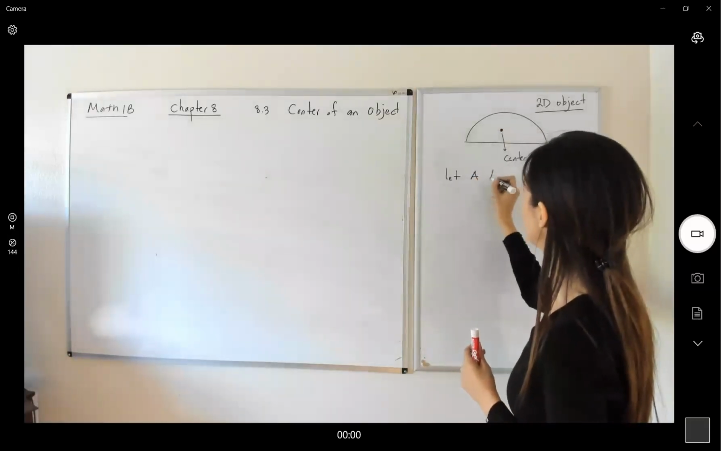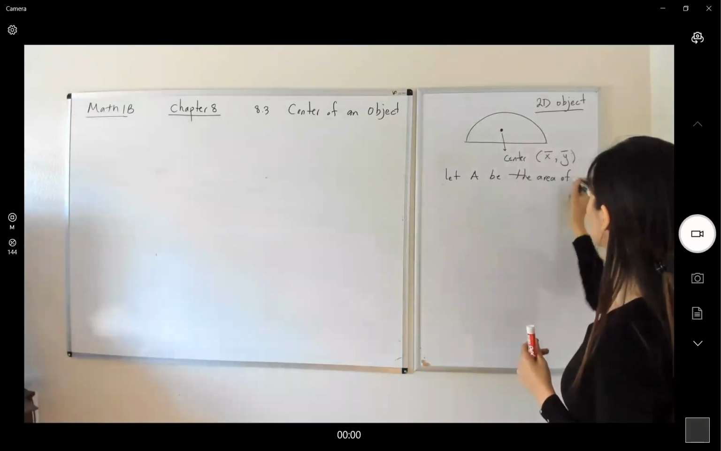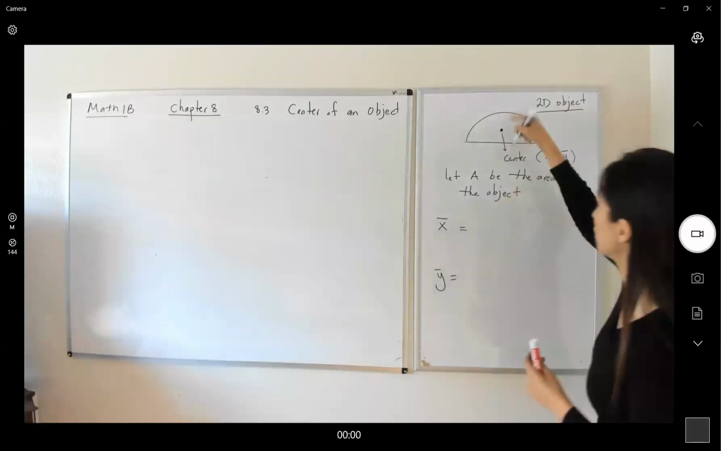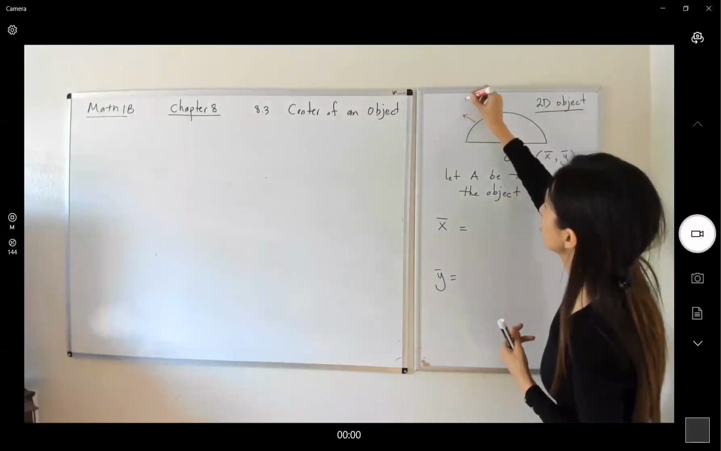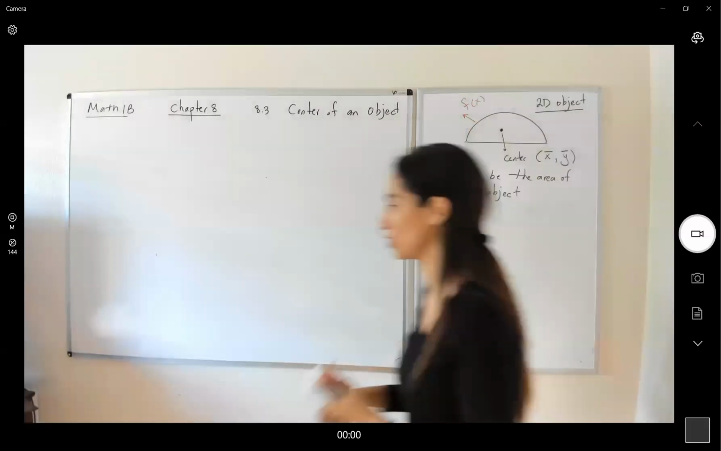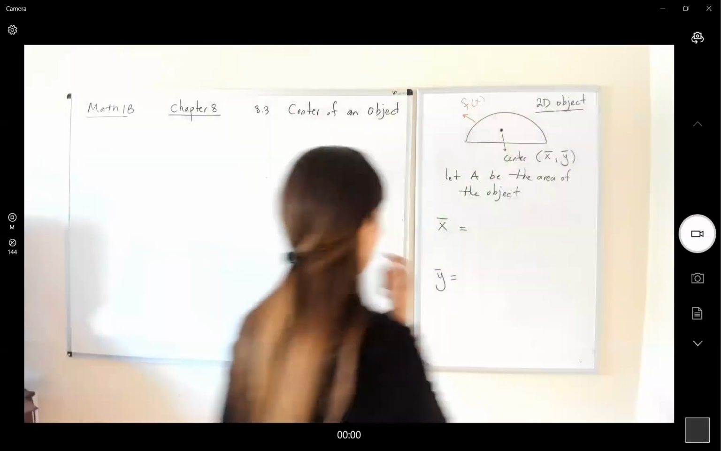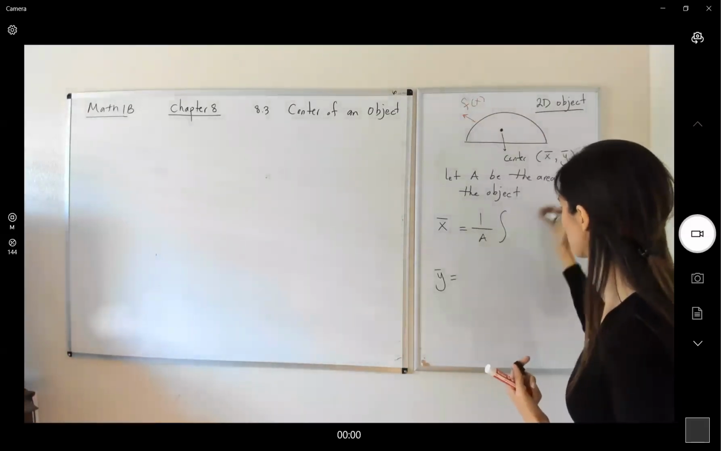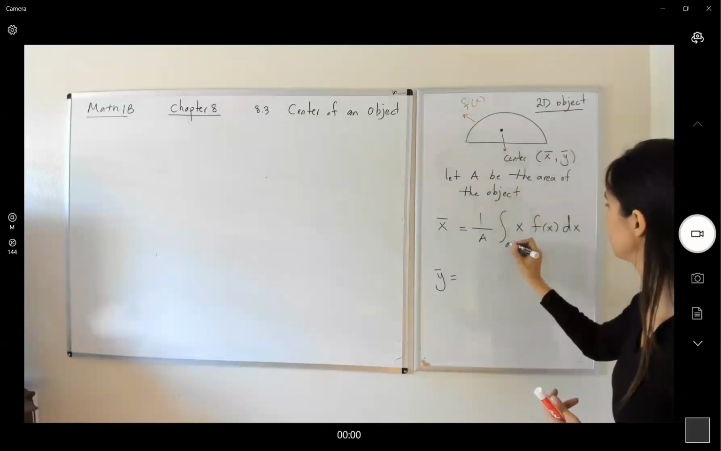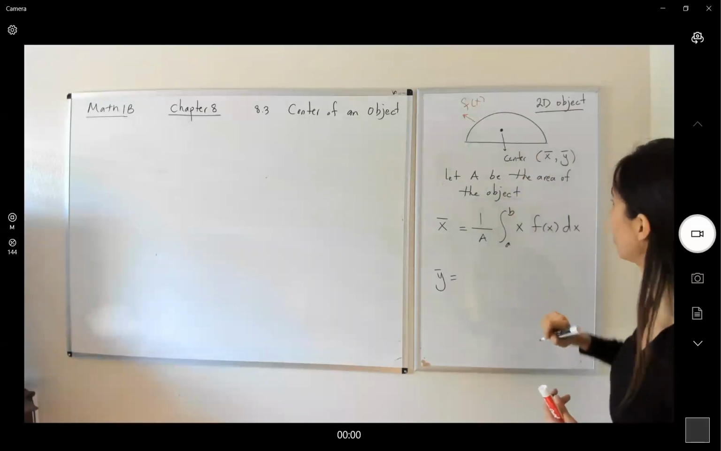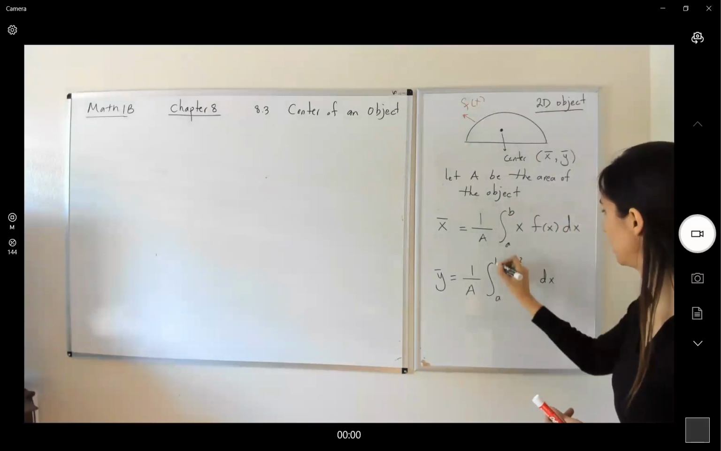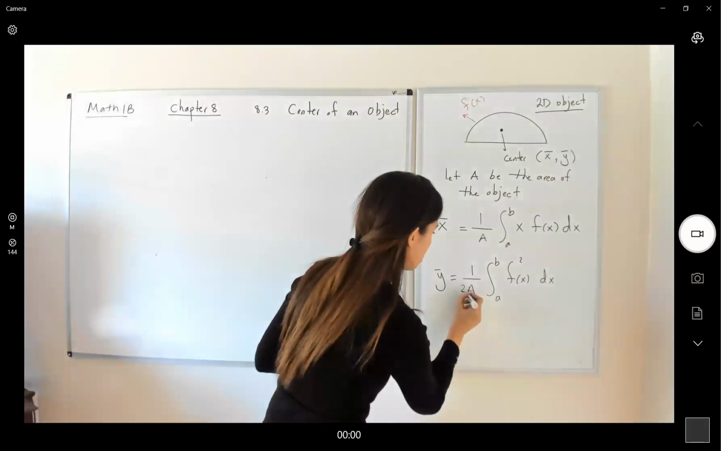Let A be the area of the object, then x bar and y bar for this object, where you use function f of x to create this object in two-dimensional space, follow the formula: x bar is 1 over A, the integral of x times f of x dx, where x ranges from a to b, and y bar, the y coordinate of the center, is equal to 1 over A integral of f of x squared dx from a to b. And don't forget to write 1 over 2A.